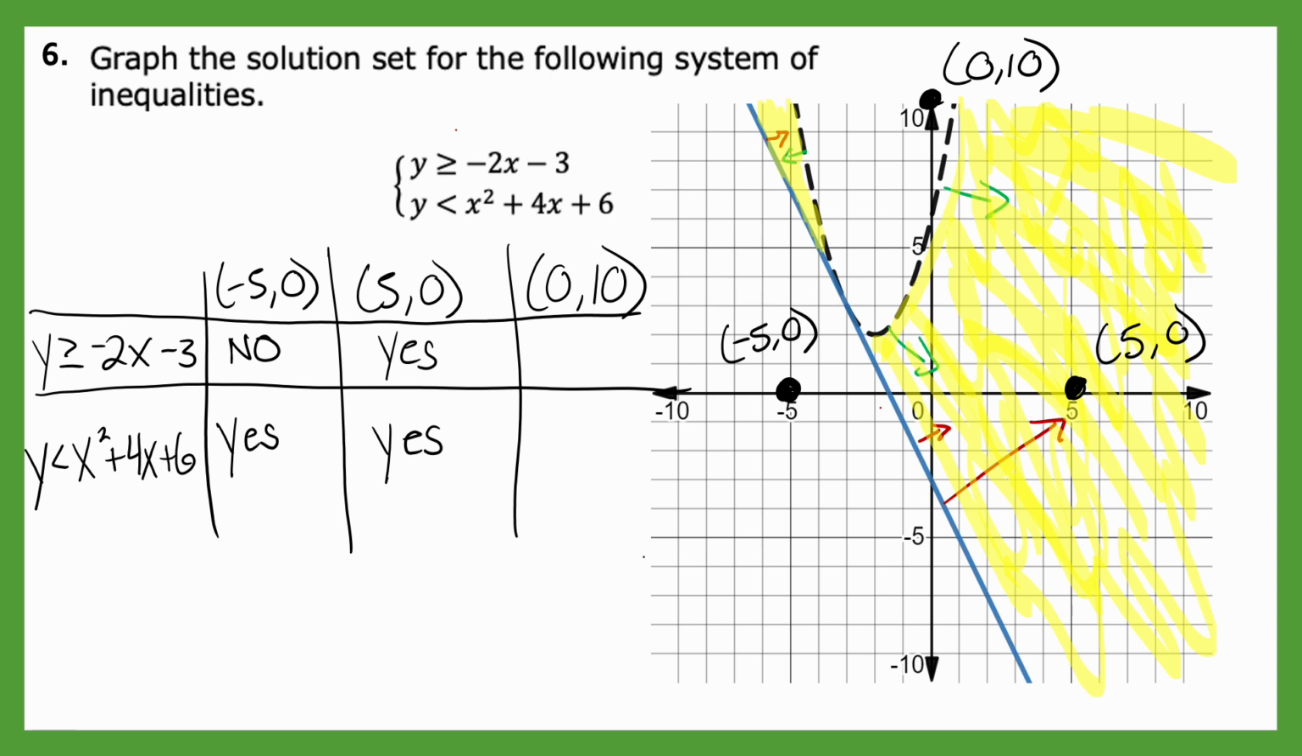Is that point technically above the line? Yes, so it is a solution to our linear inequality, but is that point outside or below the parabola? No, so it's not a solution to the quadratic, so it's not a solution to the system.